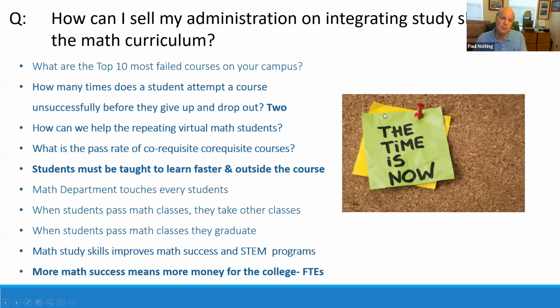How you can sell your administration on this one. Hey, there's a couple of things. More people pass math. That's a great thing. And they're going, well, they're just passing math. I go, no. They're taking other courses after that. And they go, what do you mean? I say, look, well, the research is clear. You failed math 2 times. You're gone.